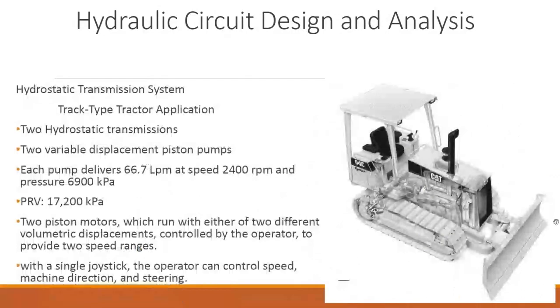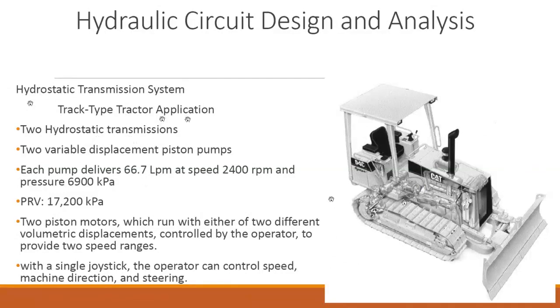Okay, so this is the example of the full hydraulic system, which is called the hydrostatic transmission system. So this tractor is a very good example of this complete hydrostatic transmission system. It says track type tractor application. So two hydrostatic transmissions are there, which means there are two hydraulic systems in this.